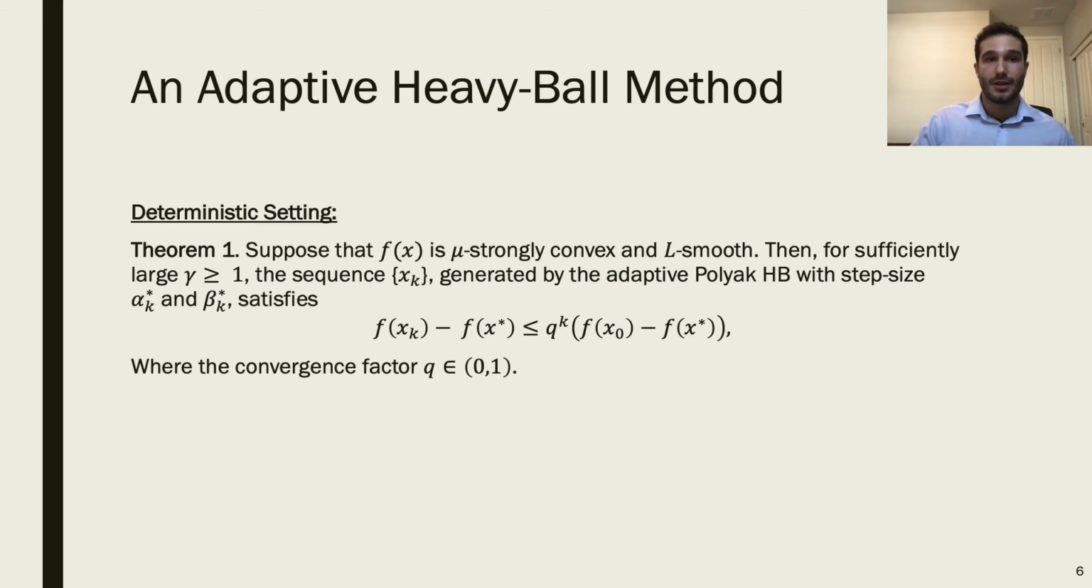We were able to show that our adaptive heavy ball method can achieve global linear convergence rate to the solution in the deterministic setting given that the cost function f of x is mu strongly convex and L smooth with a sufficiently large gamma greater than or equal to 1.